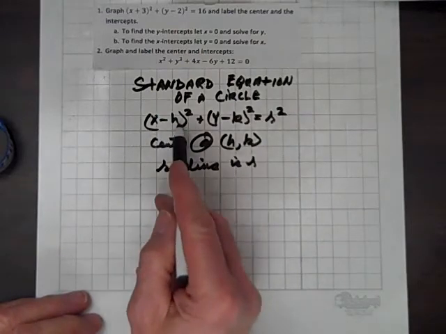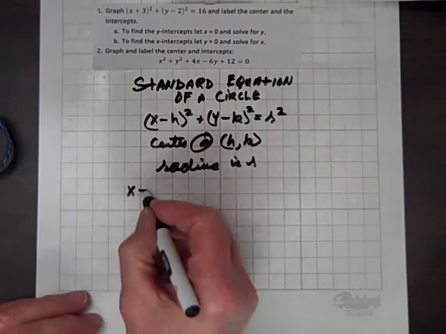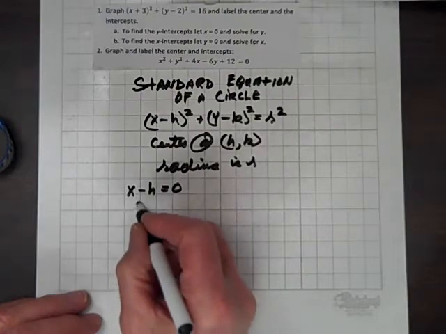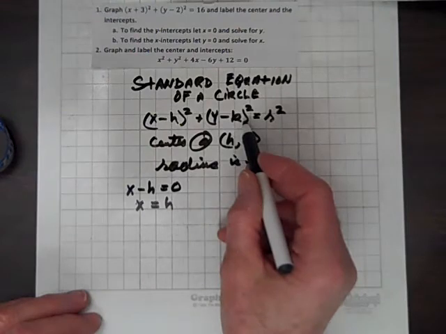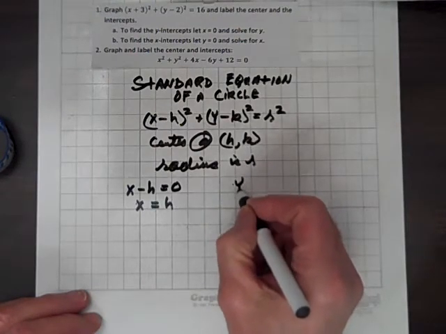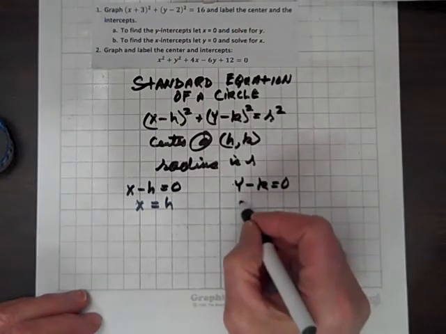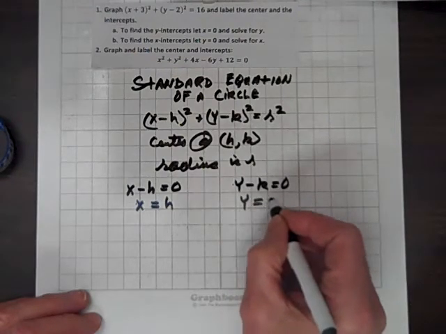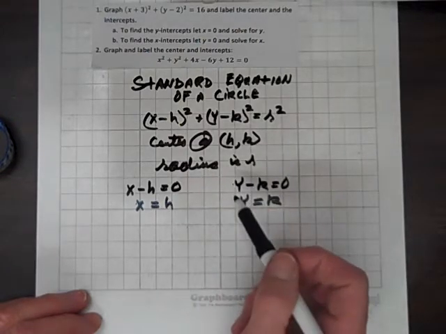So what value of x takes this expression to 0? Well, let's set that expression equal to 0 and find out. x − h = 0, so x = h. What value of y sets this expression to 0? Well, we'll set that expression equal to 0 and find out. Solving for y, adding k to both sides, we get y = k. And we also know that the radius is r.